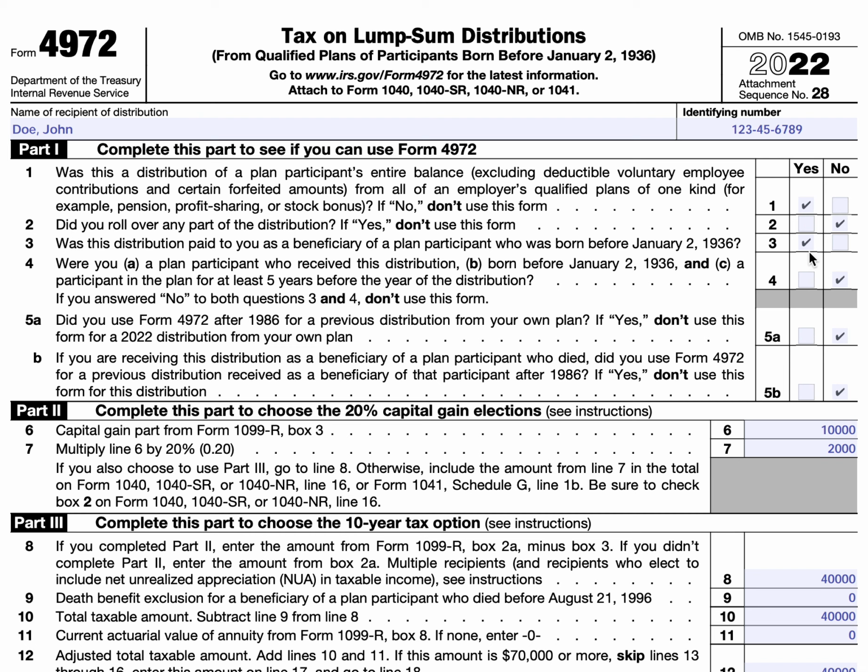So in question 5A, did you use Form 4972 after 1986 for a previous distribution from your own plan? No, he did not. And then question 5B, if you're receiving this distribution as a beneficiary of a participant who died, did you use this tax form for a previous distribution received as that participant's beneficiary after 1986? So one of the rules is that you're only allowed to use this form one time for each plan participant.